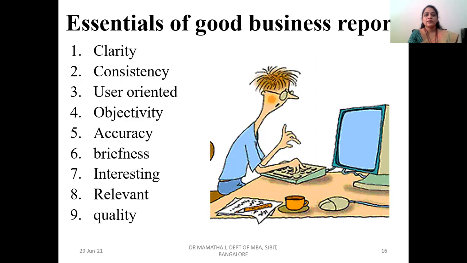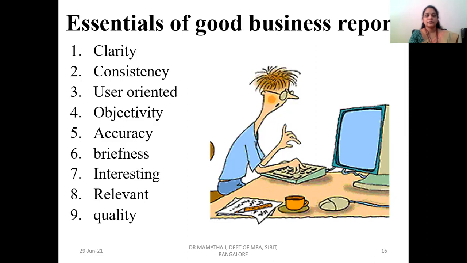Then consistency, in the sense there should be a logical sequence, a reasoning from one paragraph to the other paragraph or one chapter to the other chapter. There should be a logical flow, right? Then user oriented. When the audience reads your report, they should feel that it is relevant to them, and that they can implement this particular solution. Objectivity. It should not deviate from the objective. Whatever objective the research has been conducted with has to be taken care of in the report.